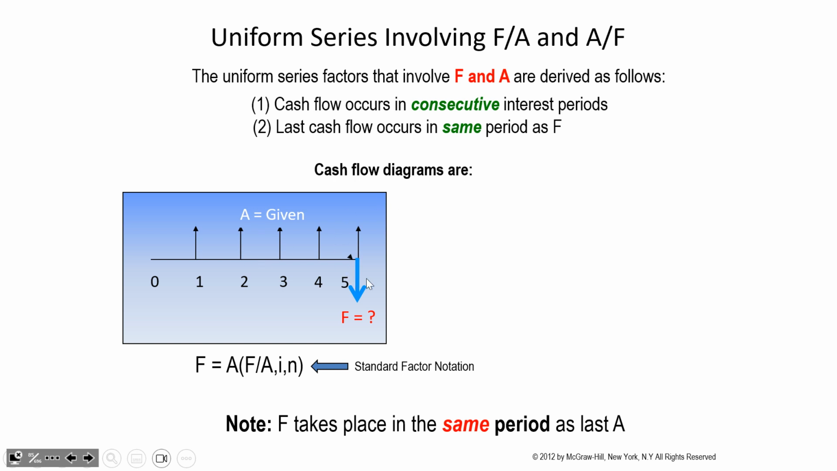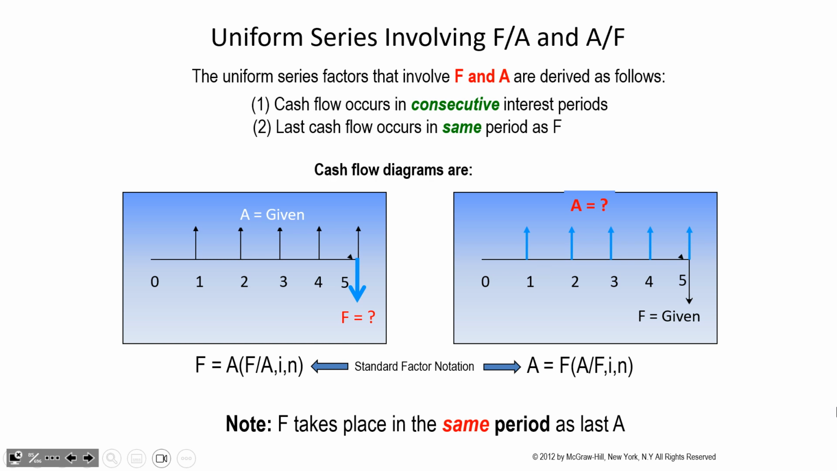So the real-world application of a problem like this might be if you were going to receive a bunch of payments over time and then you had to pay back to the bank as a single lump sum, then how much would that lump sum be? And it's a little bit strange that you're going to be paying back at the exact same instant that you're receiving some money, but that's just the convention for the find F given A. And the same thing is true if F is a given and A is an unknown. F and the last A occur in the same time period.